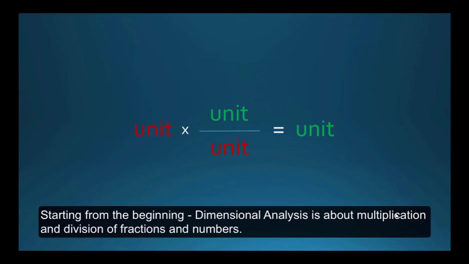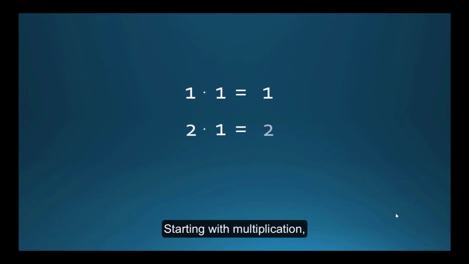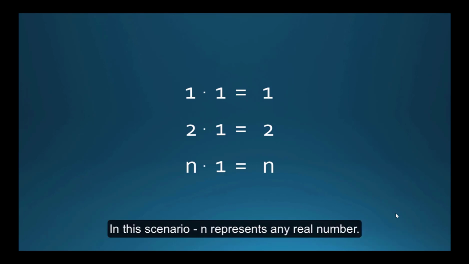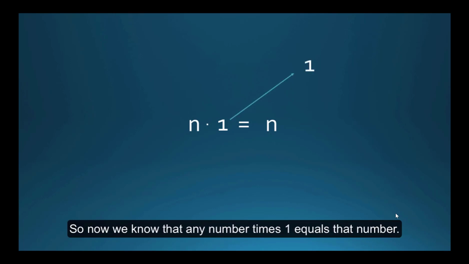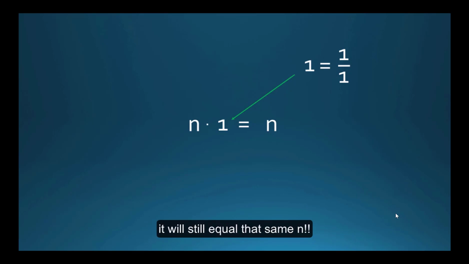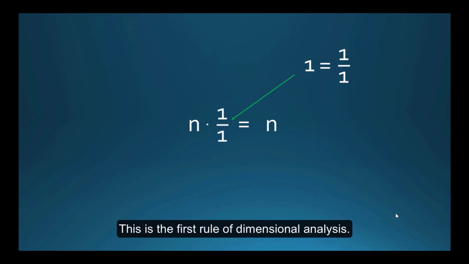Starting from the beginning, dimensional analysis is about multiplication and division of fractions and numbers. Starting with multiplication, we all know that 1 times 1 equals 1, and 2 times 1 equals 2. In fact, any number times 1 equals that number. In this scenario, n represents any real number. If you substitute for the 1 with 1 divided by 1 and multiply it by the n, it will still equal that same n. This is the first rule of dimensional analysis.